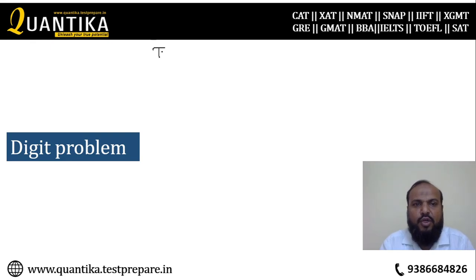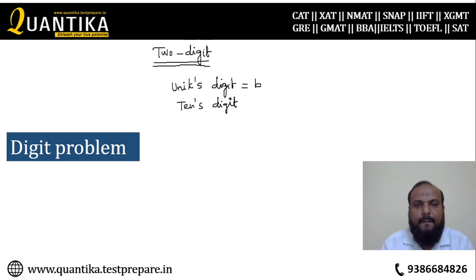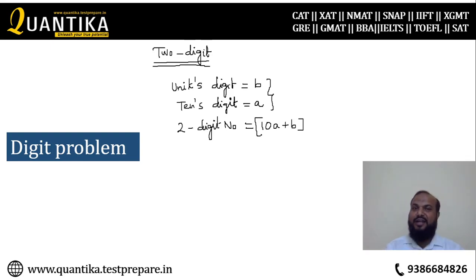So whenever they talk about a 2-digit number, the units digit is equal to B, the tens digit is equal to A, and any 2-digit number should be 10A plus B. You must have seen a few Bollywood movies and you know the song Ratta Maar. So a 2-digit number is nothing but 10A plus B.